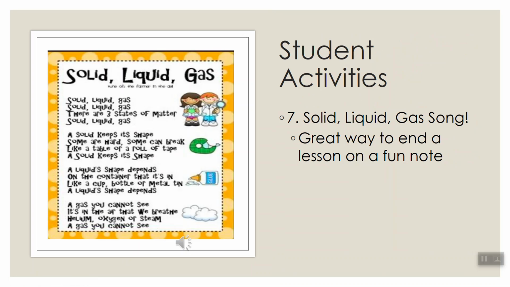Solid liquid gas, solid liquid gas. There are three states of matter, solid liquid gas. A solid keeps its shape. Some are hard, some can break. Like a table or a roll of tape, a solid keeps its shape. A liquid shape depends on the container that it's in. Like a cup, bottle, or a metal tin, a liquid shape depends. A gas you cannot see. It's in the air that we breathe. Helium, oxygen, or steam, a gas you cannot see.